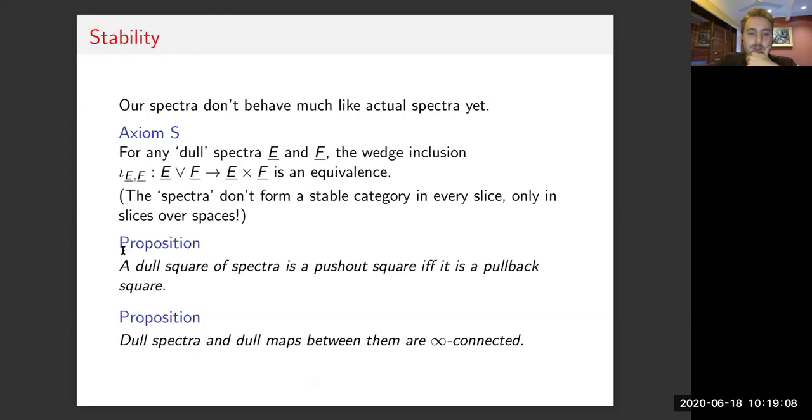Something you can prove from this axiom is that the dull spectra form a stable category, in the sense that a square of these is a push-out square if and only if it's a pullback square. And it also follows quickly from that that dull spectra and dull maps between them are infinitely connected. Okay.